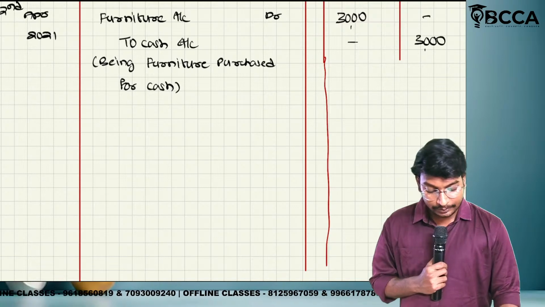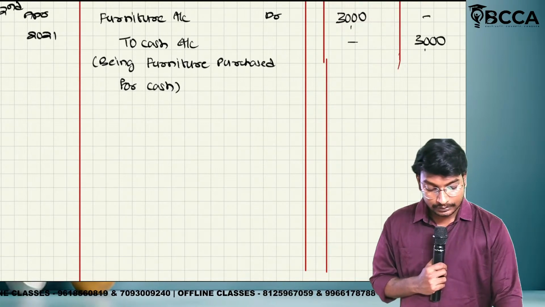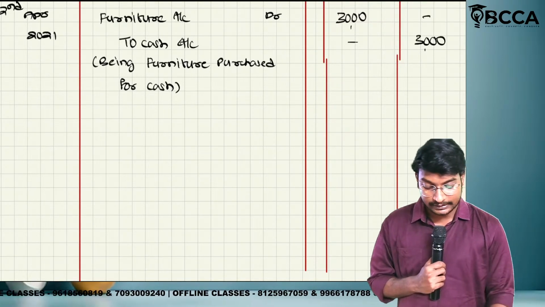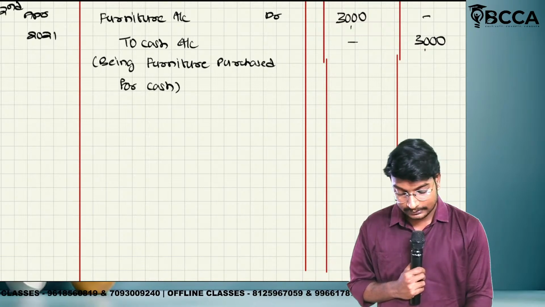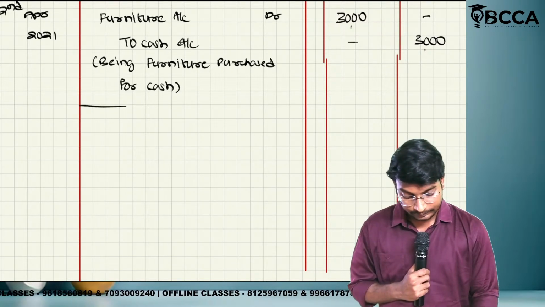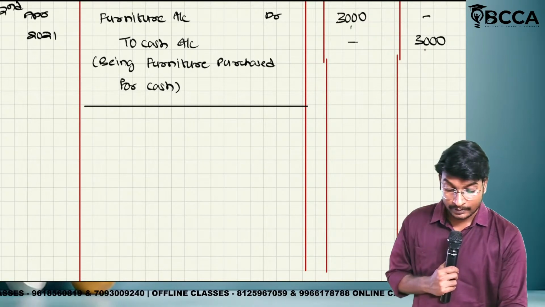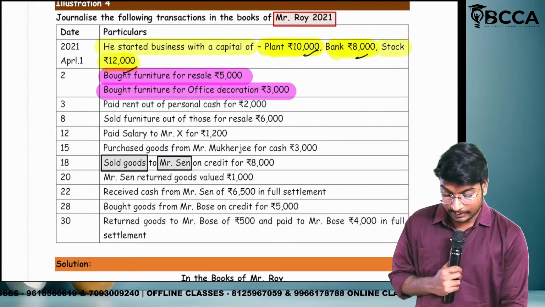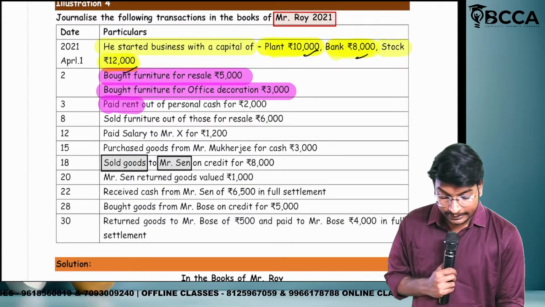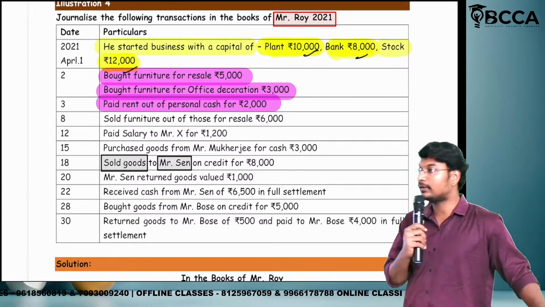Are there any doubts up to here, ma? Because simple journal entries we already discussed. What is the next transaction they have given, ma? The next transaction is paid rent out of personal cash of rupees how much, ma?